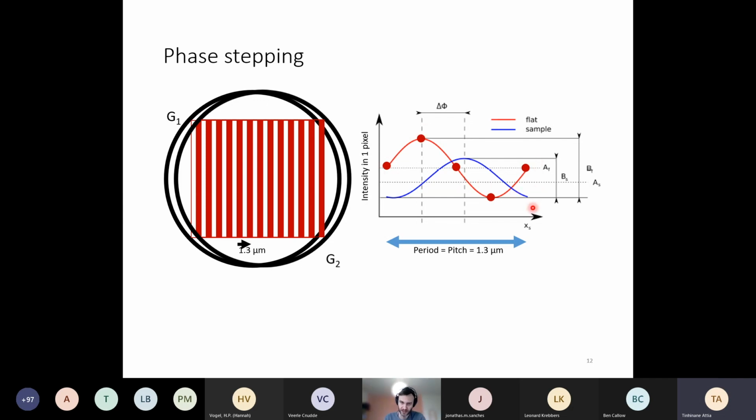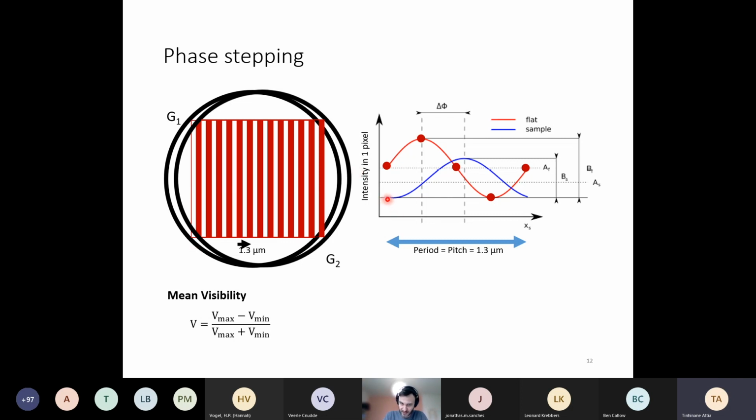That is the basis of dark field imaging, because that interference pattern, it has an amplitude. So this sine wave, it has an amplitude, and that amplitude is called the mean visibility. So that's the start of any dark field experiment. You measure this mean visibility. Then you insert your sample in your geometry, and you do the same thing again.